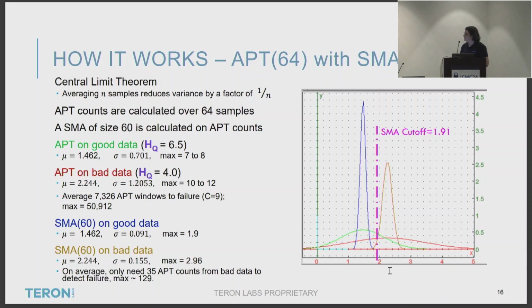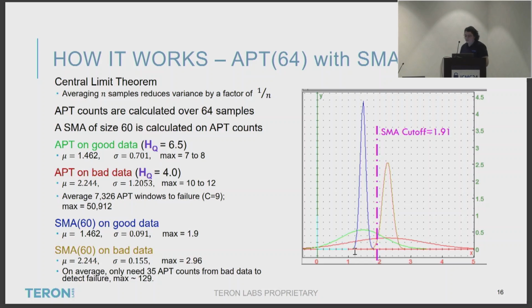The red line represents the distribution of the APT counts for bad data when the quantum entropy was 4, and the maximum value for that count was around 10 to 12, which is also off the graph. So you can see that trying to tell the difference between the green and the red is not easy, especially when for the count to be from the red distribution, it has to be off that graph. It happens rarely.